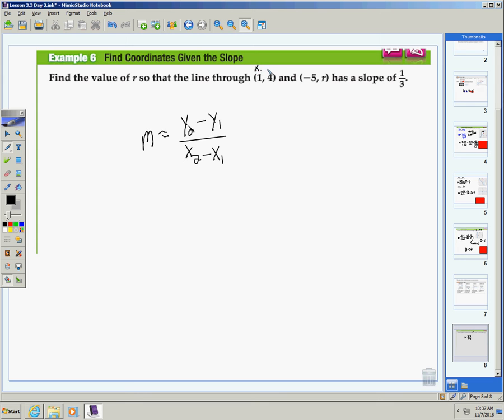I'm going to start by labeling my points x1, y1, and x2, y2. And then I know my slope is 1/3, and I know slope is always m. So now I can fill in this information. M is 1/3 equals r minus 4, y2 minus y1, over x2, negative 5, minus x1, which is 1.